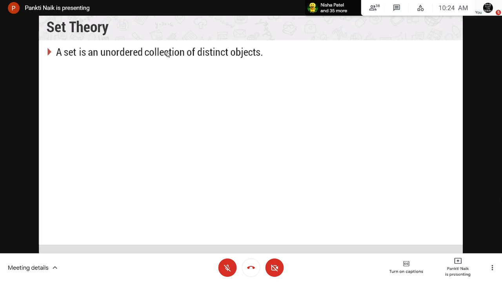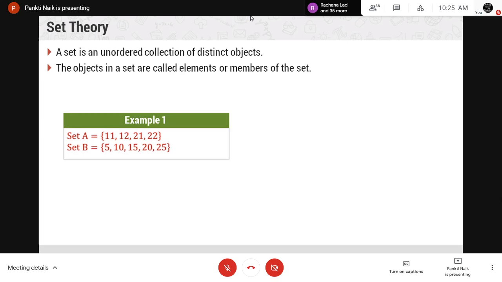A set is defined as a collection of distinct objects. These objects are called elements of the set or members of the set. Each and every element in the set is enclosed within curly brackets, and every element is separated by commas.